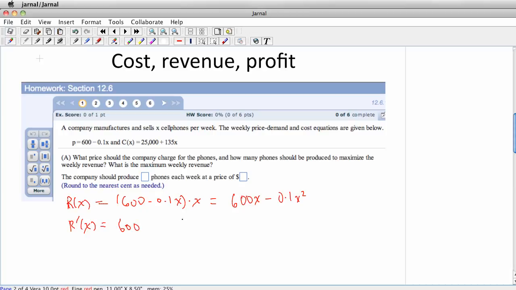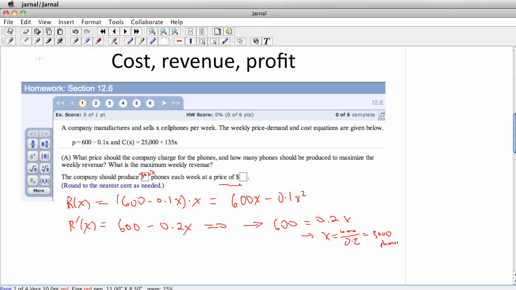So if we do this, the derivative of 600x is 600. The derivative of 0.1x squared is 0.2x. To find critical values, I'm setting this equal to 0 and then solving for x. So I'll have 600 is equal to 0.2x. And that means that x is 600 over 0.2, which is 3,000. These are phones, so x represents the number of phones that we're selling, so that's 3,000 phones. That is the production level that we should have.